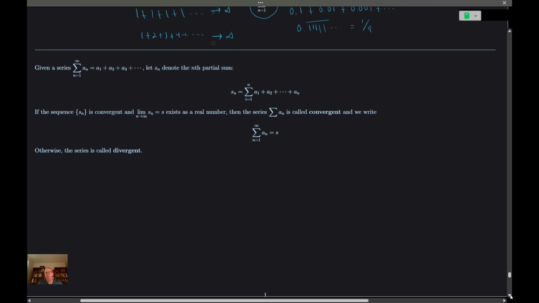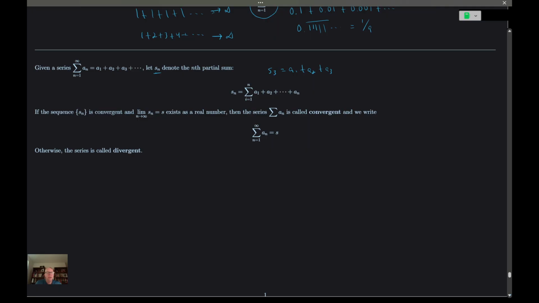Now, how do we decide if a series is convergent or not? We're going to talk about what's called the partial sum. The nth partial sum, we're denoting that by S sub n, and that is just going to be the sum of the first n terms. So S sub 3, for instance, would be a sub 1 plus a sub 2 plus a sub 3. We're just adding up a finite number of these infinite terms, the first n terms, however many we want to take.